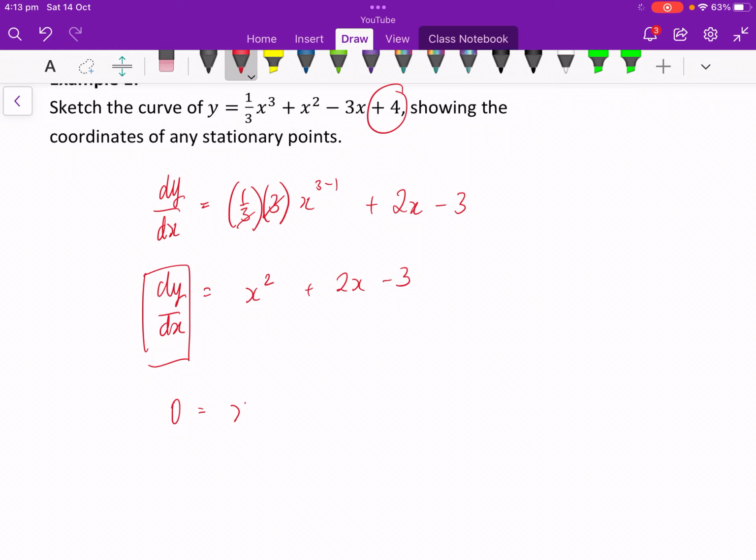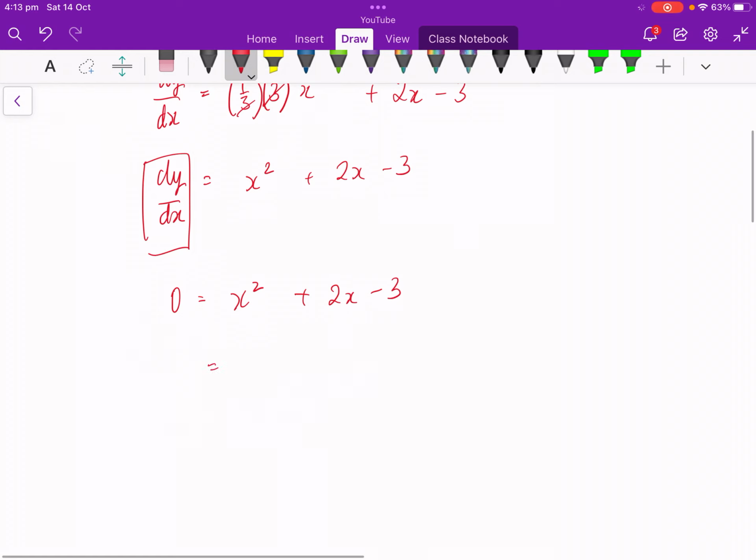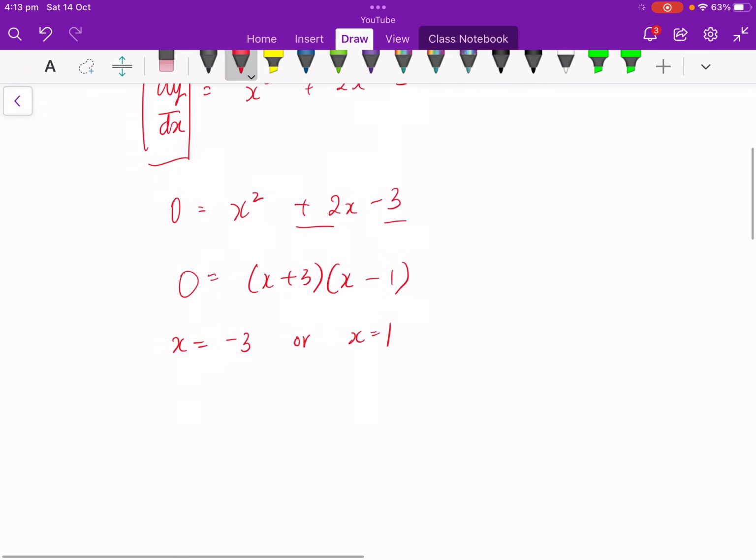So let's substitute that in. And look at that. Does that look like null factor law to you? So what we're going to do, we're going to factorize the function here. So two numbers that multiply to give you -3, but add to give you +2. That would be +3 and -1. And of course, null factor law says that x would be -3 or +1.